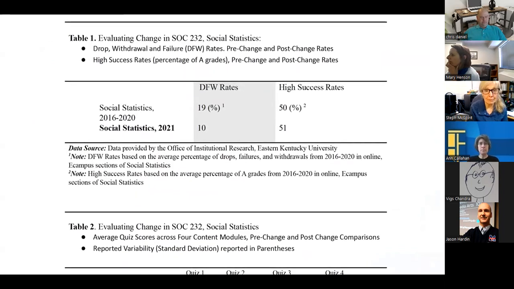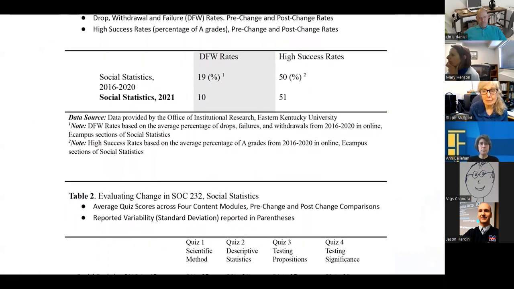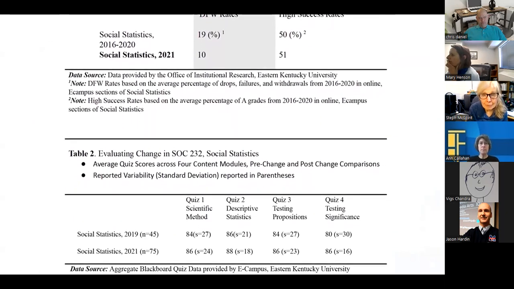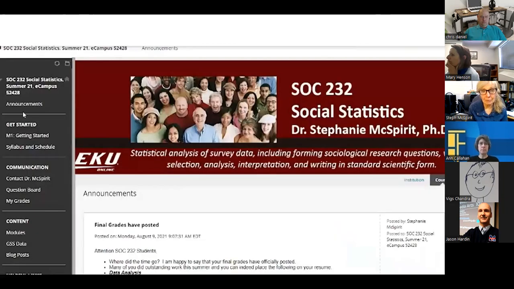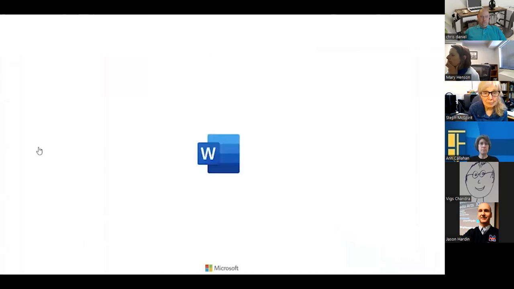Did these changes help? All the data so far says yes. With the course changes that our team made, the DFW rate was nearly cut. This suggests that otherwise low-performing students are now no longer low-performing, and they're finding a path to success in social statistics. But these course changes not only affected at-risk students.